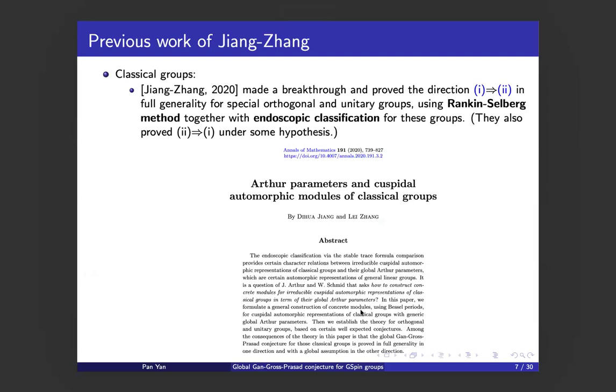There has been a lot of progress on the classical group side. I want to highlight that in 2020, Dihua Jiang and Lei Zhang made a breakthrough on this conjecture. They proved the direction 1 to 2 in full generality for special orthogonal groups and unitary groups using the Rankin-Selberg method together with the endoscopic classification for these groups. They also proved the direction 2 to 1 under some hypotheses.